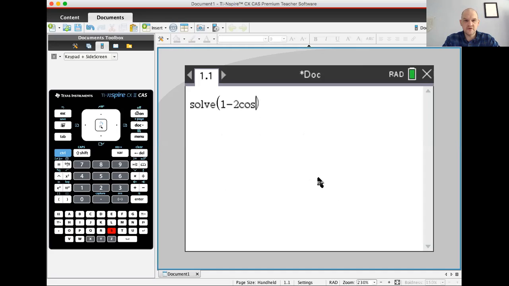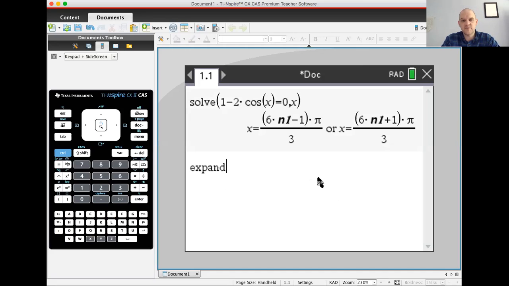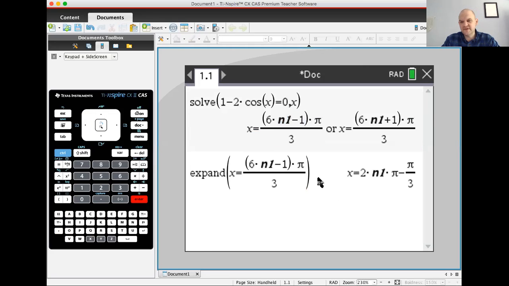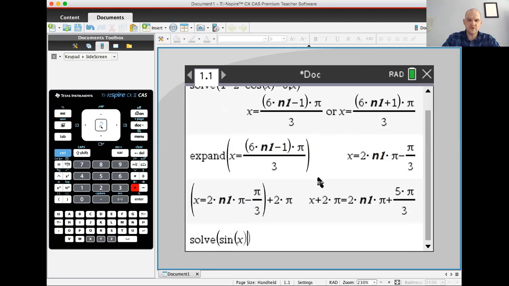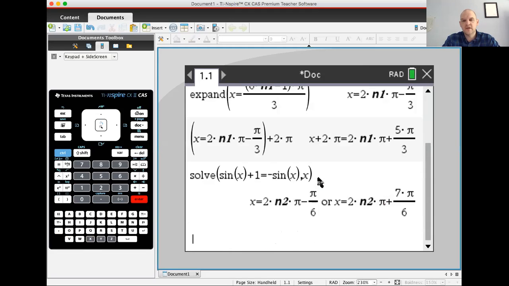1 minus 2 cosine of x. I'm going to be really disappointed in myself if I got this wrong. Expand u. This one is the one where if you add it, you get 5 pi over 3. And then the other one is definitely just pi over 3. So we got that. Let's solve the sine of x plus 1 equals the negative of the sine of x for x. 7 pi over 6 and 11 pi over 6.